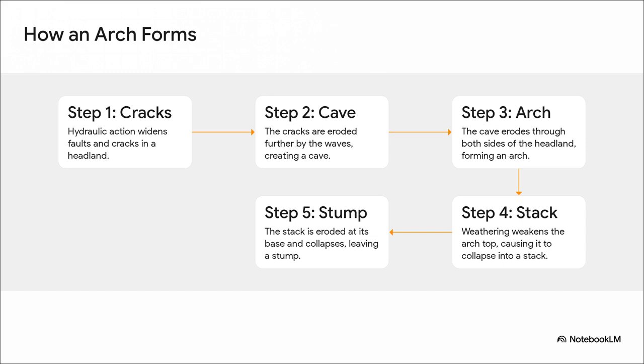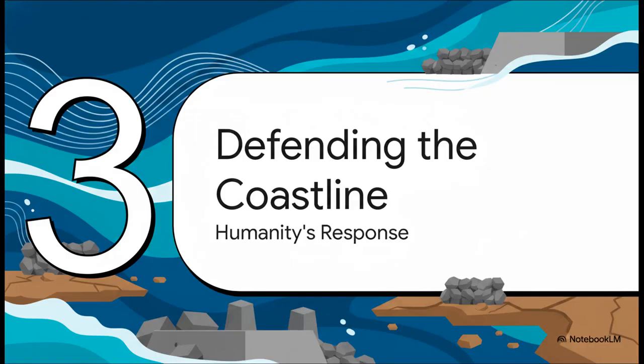But the story's not over. The top of the arch gets weakened by wind and rain, and eventually it collapses, leaving behind this lonely pillar of rock standing out in the sea. That's what we call a stack. And finally, even that stack gets worn down at the bottom by the waves until it too gives way, leaving just a little stump that you might only see when the tide is out. From a massive headland to a tiny stump. Pretty amazing, right?